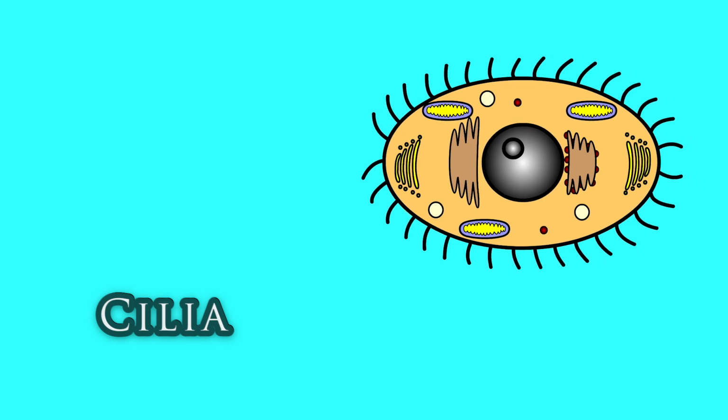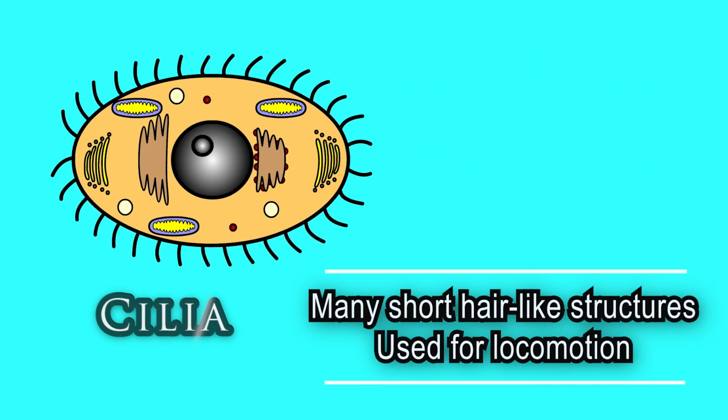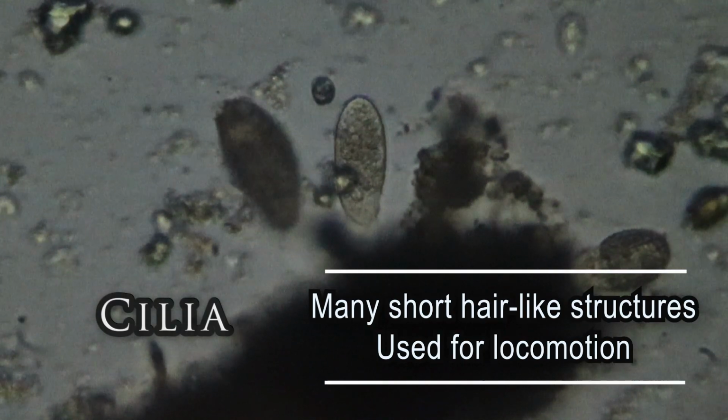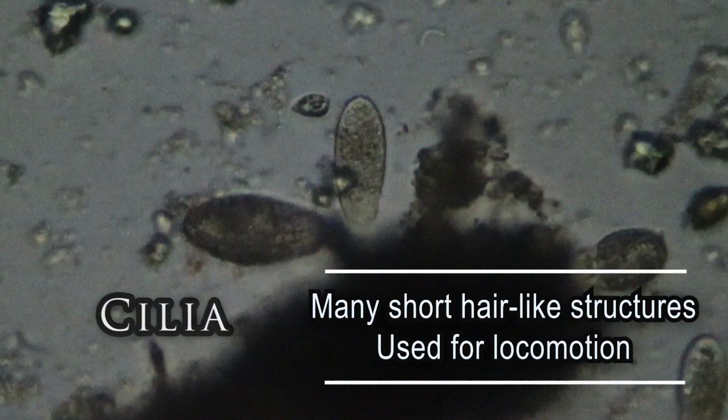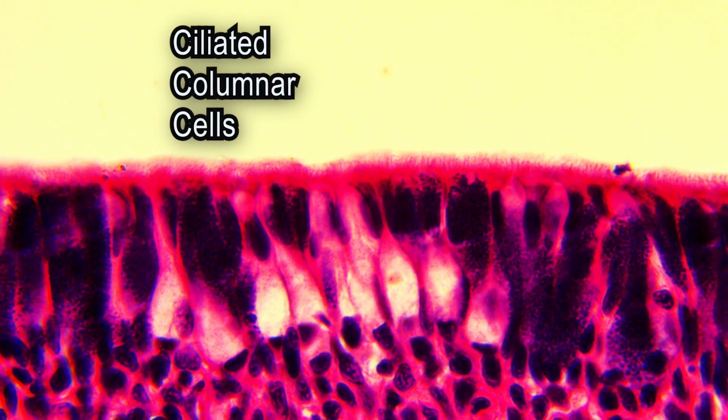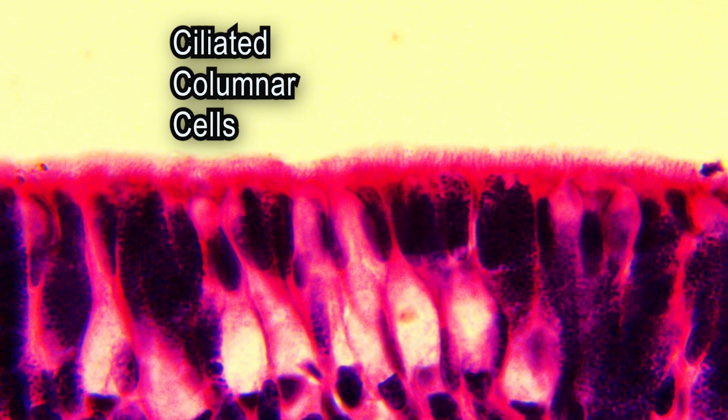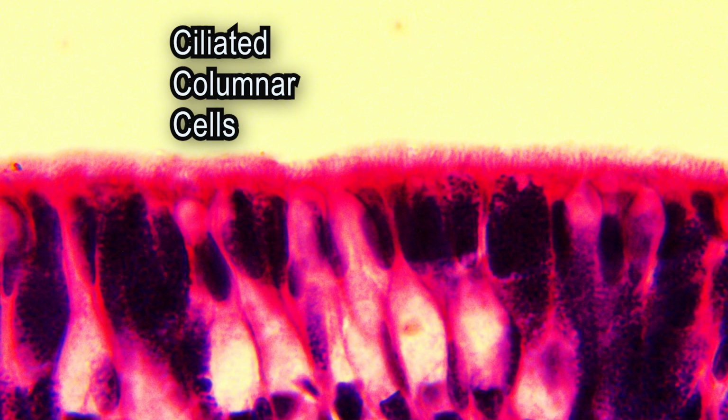Some cells have cilia. Cilia are short hair-like projections used for locomotion. Some unicellular organisms have cilia, and they use their cilia kind of like paddles to swim through the water. In humans, we have cilia on cells that line the inside of our windpipe when we breathe in air. Sometimes we breathe in dust along with it, and this dust gets in our lungs. The cilia in our windpipe help sweep this dust out of our lungs.